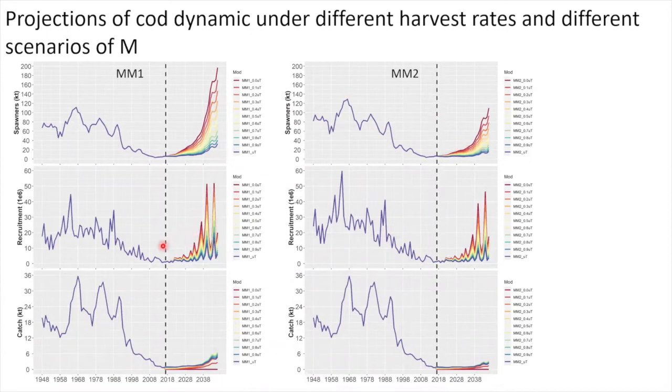Model MM1 predicted a little bit larger recruitment than model MM2 and also predicted larger catch levels in comparison to model MM2.